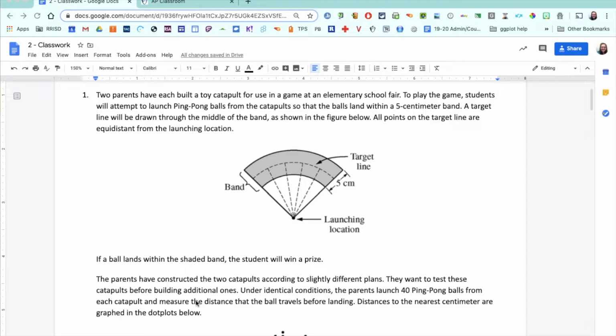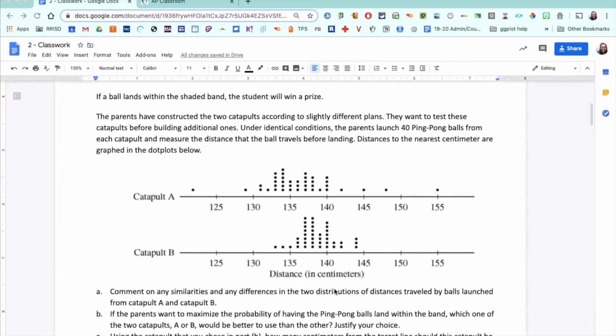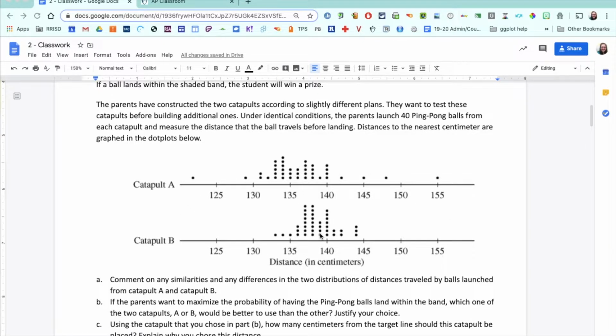So they have constructed the two catapults to slightly different plans, and they tested them, and these two dot plots show the distances that each ping pong ball went in their test. So they did 40 ping pong balls from each catapult, and then we ended up with these distances.